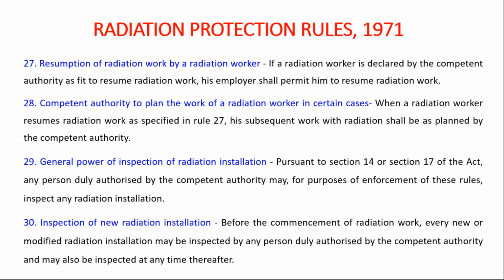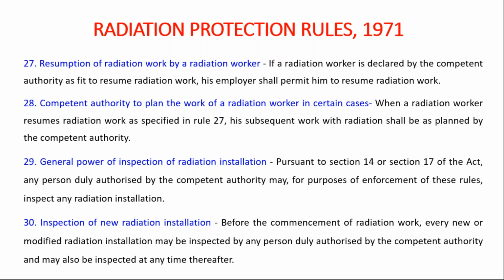Then rule number 28 is related to the competent authority planning the work of a radiation worker in certain cases. So when a radiation worker resumes the radiation work, which is specified in rule 27, his subsequent work with radiation shall be as planned by the competent authority. So the competent authority, depending on the conditions and the health of that radiation worker, has the power to plan the activities for that radiation worker.